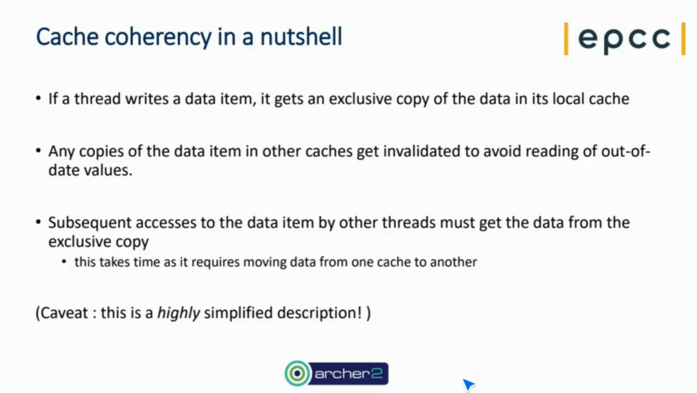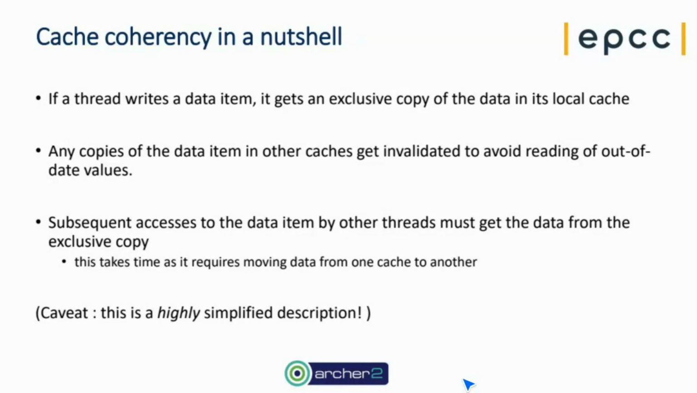And the way this works is that if a thread writes a data item, it will get an exclusive copy of that data in its local cache. So that becomes the single up-to-date copy. And then any copies of that data item in other caches will be marked as invalid, so as to avoid any other threads reading out-of-date values.